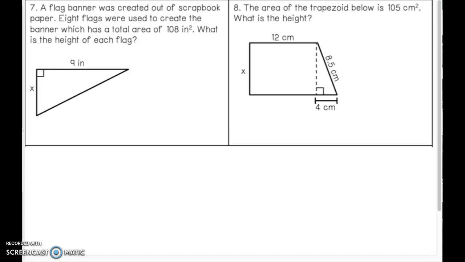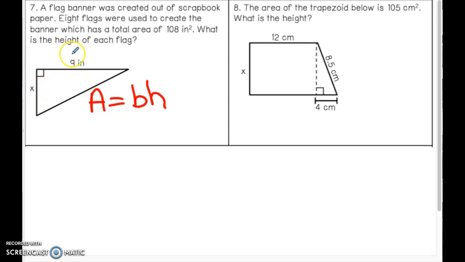Now, sometimes you have the area, but you're missing either the base or the height. And now I'm going to show you how to find those. So you're going to start with the same formula. Area equals base times height. Let's read the question now. A flag banner was created out of scrapbook paper. 8 flags were used to create the banner, which has a total of 108 inches squared. What is the height of the flag?